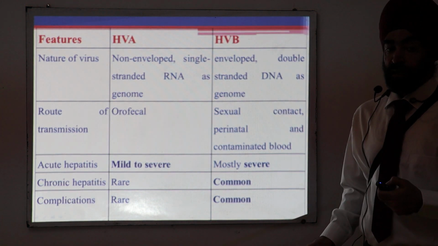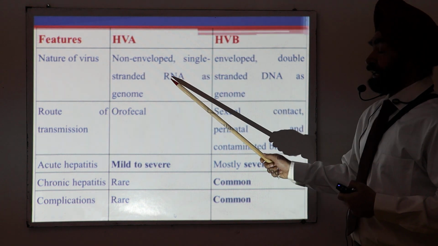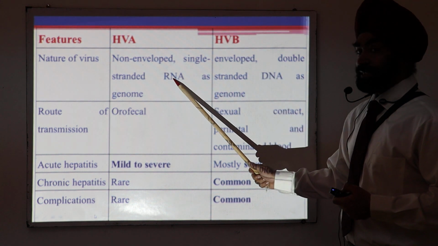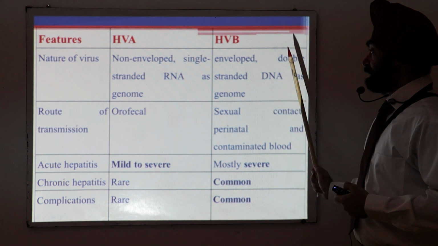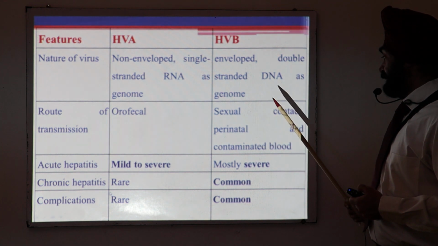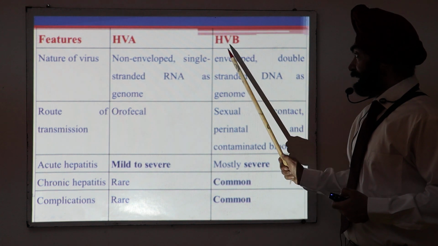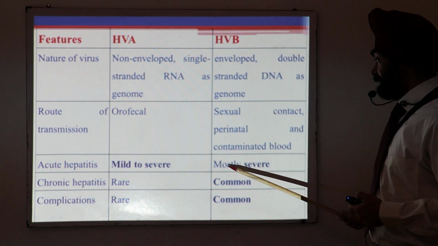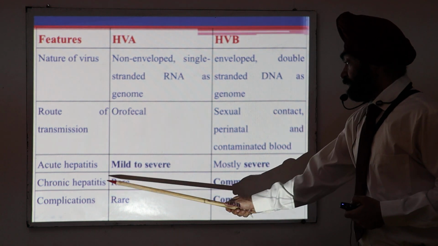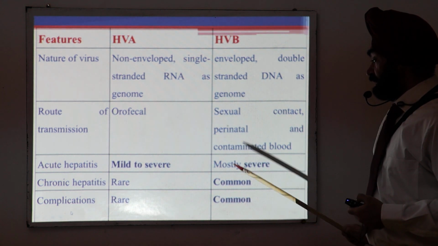So now this is the difference between hepatitis A and hepatitis B. I told you hepatitis A is non-enveloped, hepatitis B is enveloped. RNA is the genetic material in A, DNA is the genetic material in B. Route of transmission is feco-oral in A, here it is sexual, perinatal, and contaminated blood. Acute hepatitis is mild to severe in A. In hepatitis B, acute hepatitis is present but mostly severe in nature. Chronic hepatitis is rare in A, but chronic hepatitis is common in B. Complications are rare in A, complications are common in B.